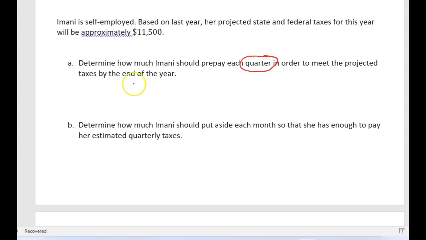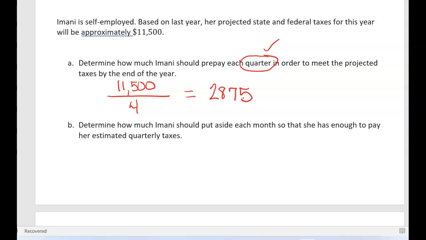So anytime we have our full amount and we're trying to break something down, that's going to be a division problem. And since a quarter means 4 times a year, we're going to divide that money amount by 4. And when you do that, you're going to get $2,875.